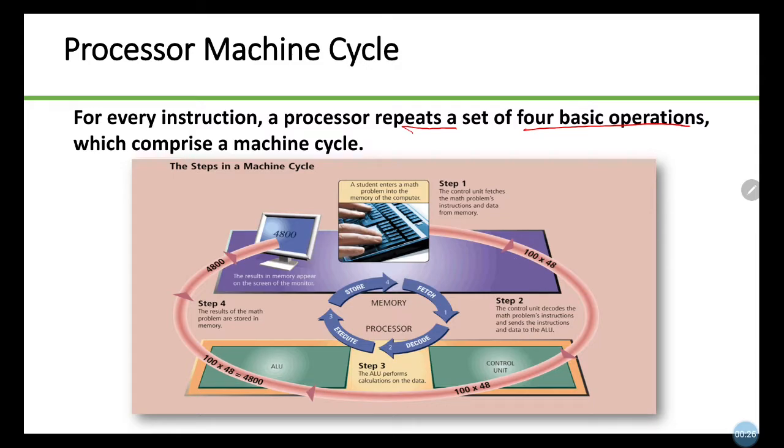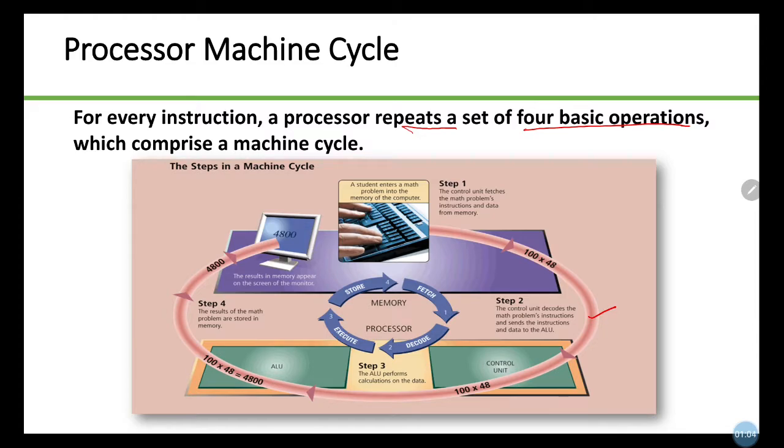Okay. Then the second step, the control unit decodes the math problem's instruction and sends the instruction and data to the arithmetic logic unit. So the data is being fetched and then it is being decoded in the control unit. Then step 3, the arithmetic logic unit will perform the calculation of the data. So 100 times 48, the control unit will fetch the information and send it to the arithmetic logic unit to get the answer.